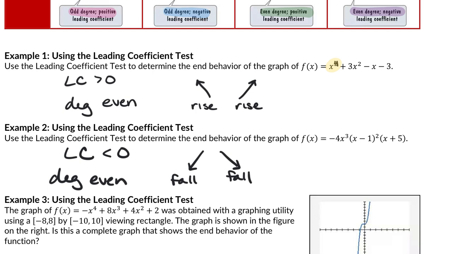Just because these are notes, you might want to write down to yourself that the leading term here is negative 4x to the 6th power. That way when you're looking back at your notes, you know where that all came from.